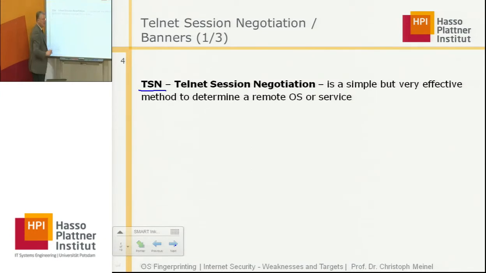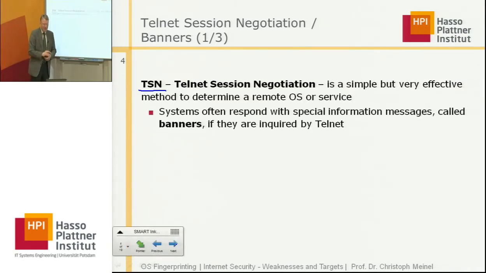Let's have a look at some of the methods to perform operating system fingerprinting, to find out what operating system is run on the remote system. One of these methods is so-called telnet session negotiation. The reason is the banners and the banner information. Telnet session negotiation is a very simple but effective method to determine the remote operating system or service.